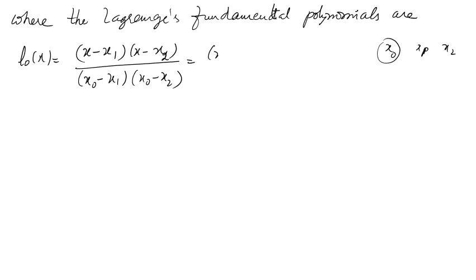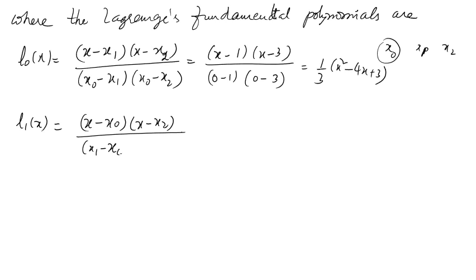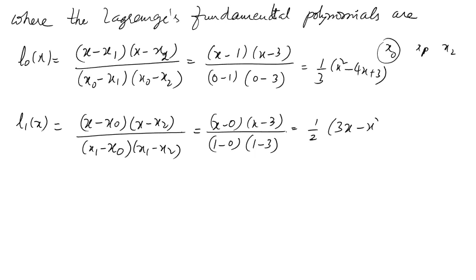So what is this value? x1 is 1, x2 is 3, right? And this is x0 minus x1, 0 minus 1, 0 minus 3, right? So this value is finally 1 by 3 of x square minus 4x plus 3, right? Next, similarly, the next polynomial is L1. L1 means delete the difference x minus x1 and write the remaining 2 differences in the numerator and replace x by x1. That's it. So what is this? x minus 0, x minus 3 by, for x1 value, that is 1 minus 0 and 1 minus 3. So this value is 1 by 2 of 3x minus x square.